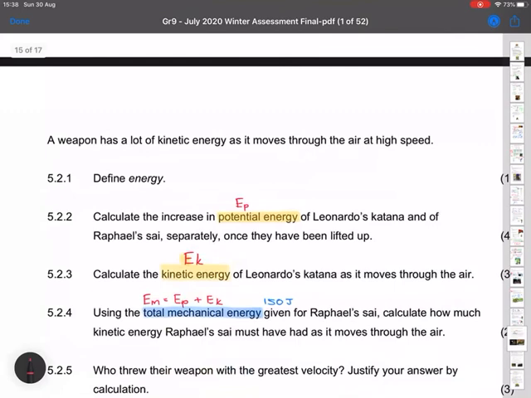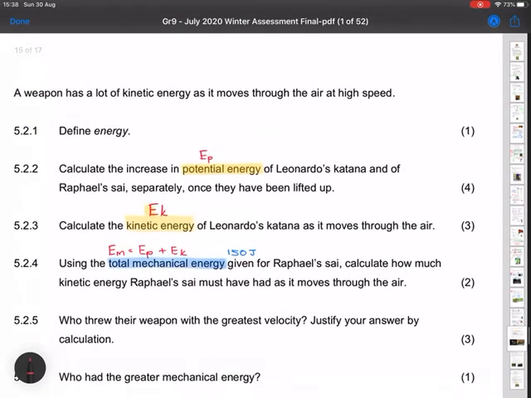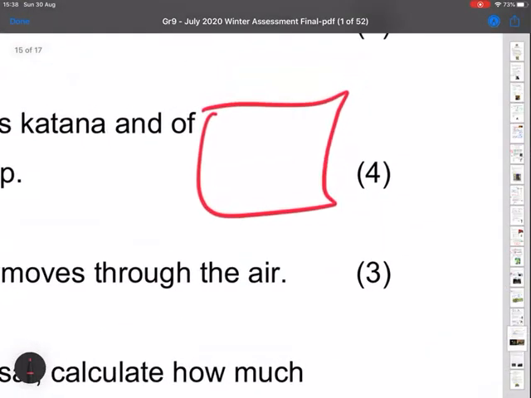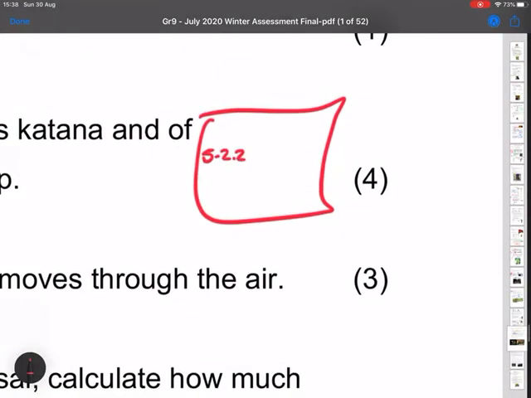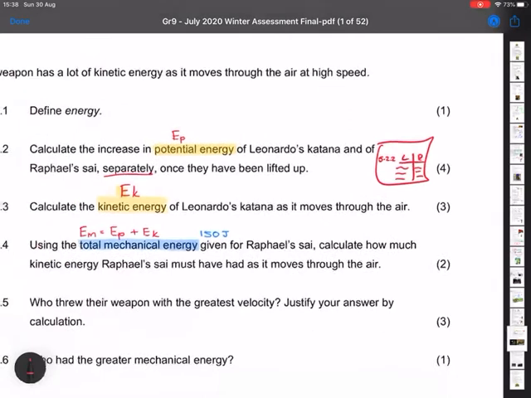Okay, define energy, that's straight from your notes. Calculate the increase in potential energy of Leonardo's katana and Raphael's psi separately. So just take your page. If this is question 5.2.2, split it in half and do Leonardo and Raphael and do your calculation. Formula, substitution, answer. Formula, substitution, answer. So that is done in the memo.